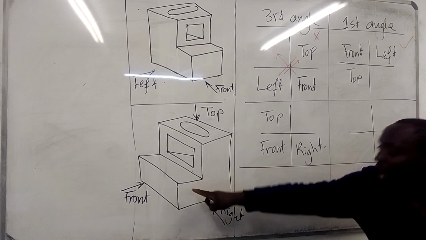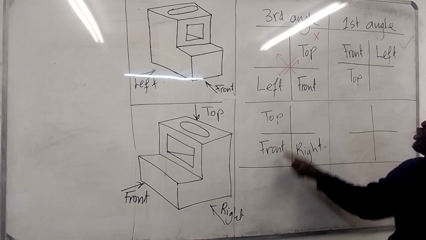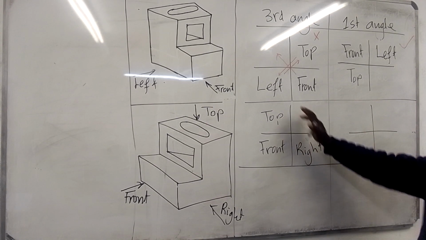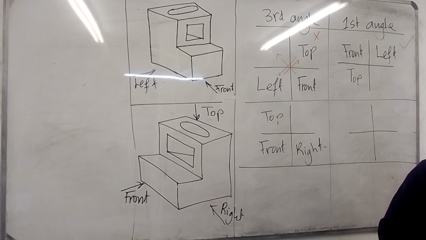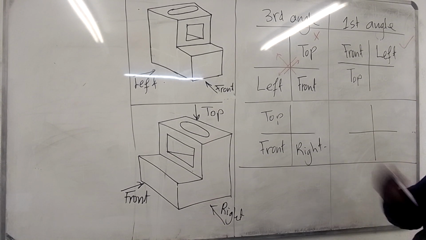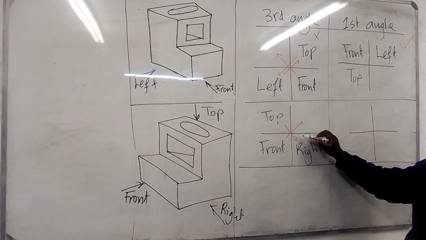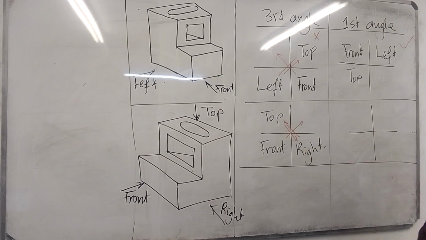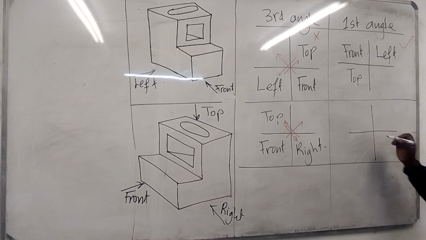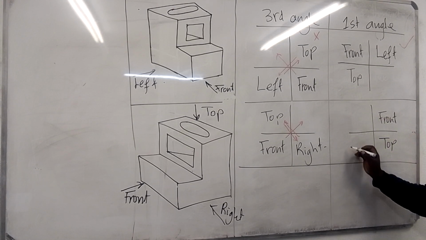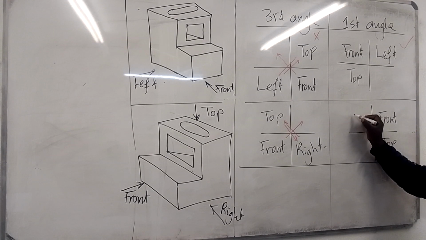So front is front. Top is always on top of the front. Don't take it to the side view. Right and left are side views. Then after you do this, swap the views to get to the first angle projection. The front will go there, the top will come here, the right will go there. We come here, we say top, front, and what? Right.